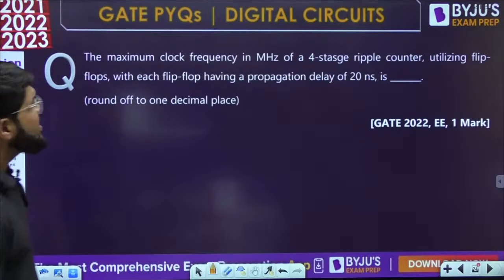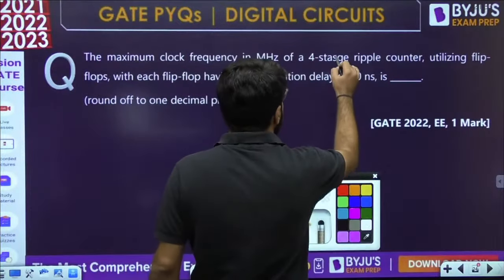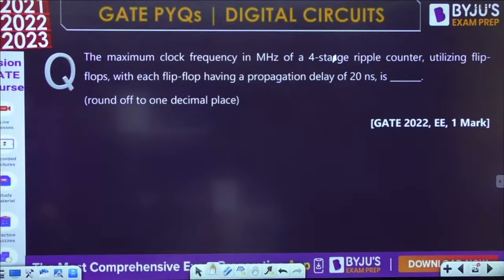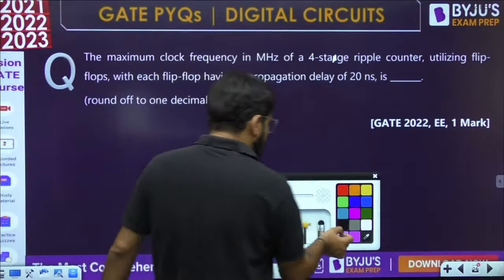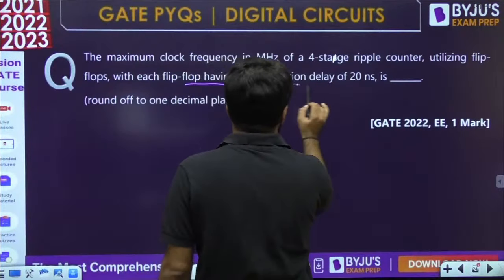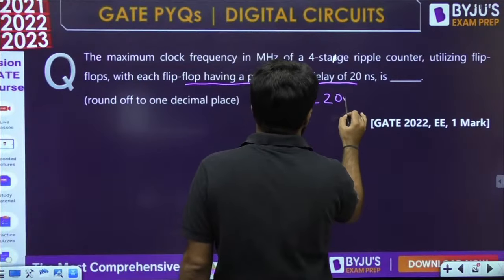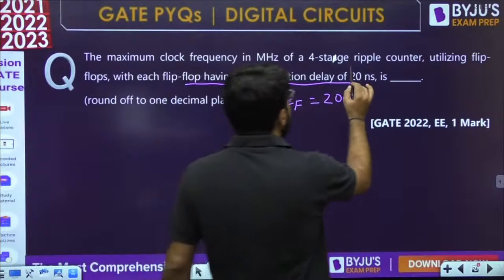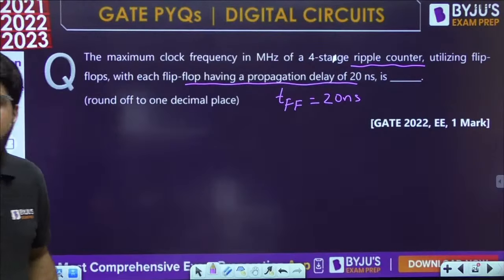Maximum clock frequency in megahertz of a 4-stage ripple counter, utilizing flip-flops, each flip-flop having a propagation delay. What is the delay of every flip-flop? I call it TFF, whatever name you want to give, you can give 20 nanoseconds. Maximum clock frequency in the case of ripple counter.